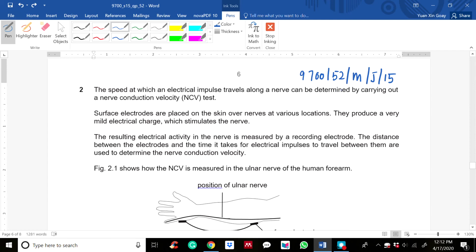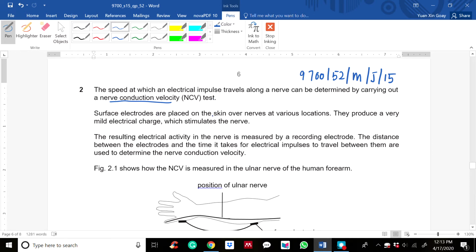Let's look into paper 52, May-June 2015. Question 2. The speed at which an electrical impulse travels along a nerve can be determined by carrying out a nerve conduction velocity (NCV) test. This is to test the speed of nerve impulses traveling down the nerve. A healthy nerve will send the electrical impulses more quickly compared to a damaged nerve.